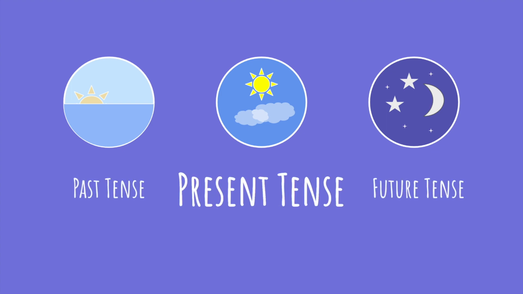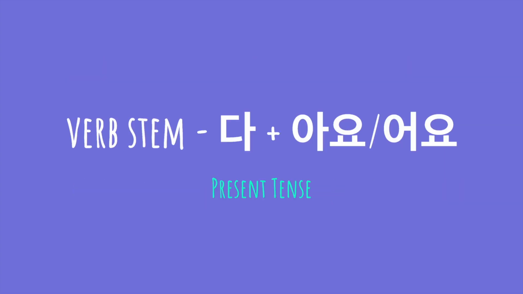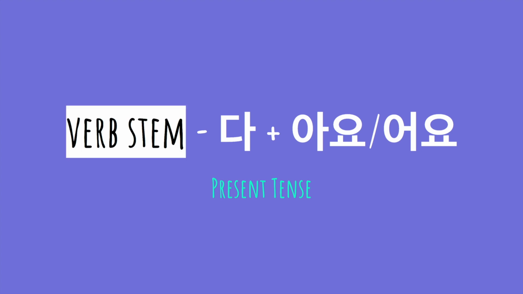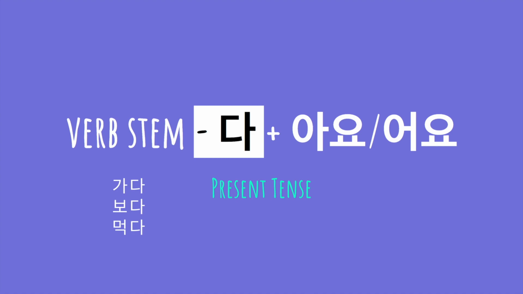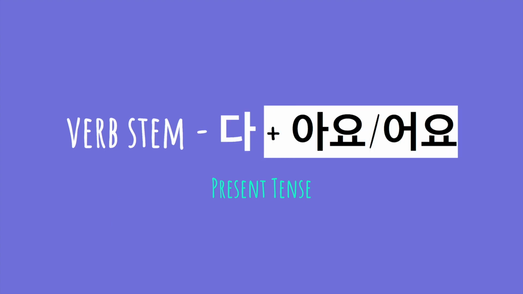Let's first take a look at present tense. For present tense, we have this formula for conjugation. We'll start with the verb stem, for example, 가다, 보다, 먹다. Then we'll remove da, for example, 가, 보, 먹. And then we'll add ayo or oyo. For example, 가요, 와요, 먹어요.